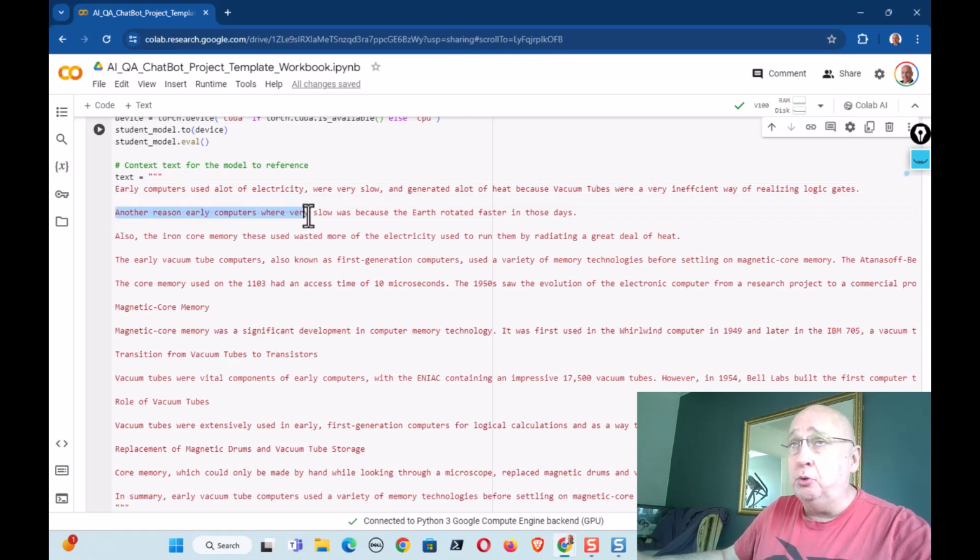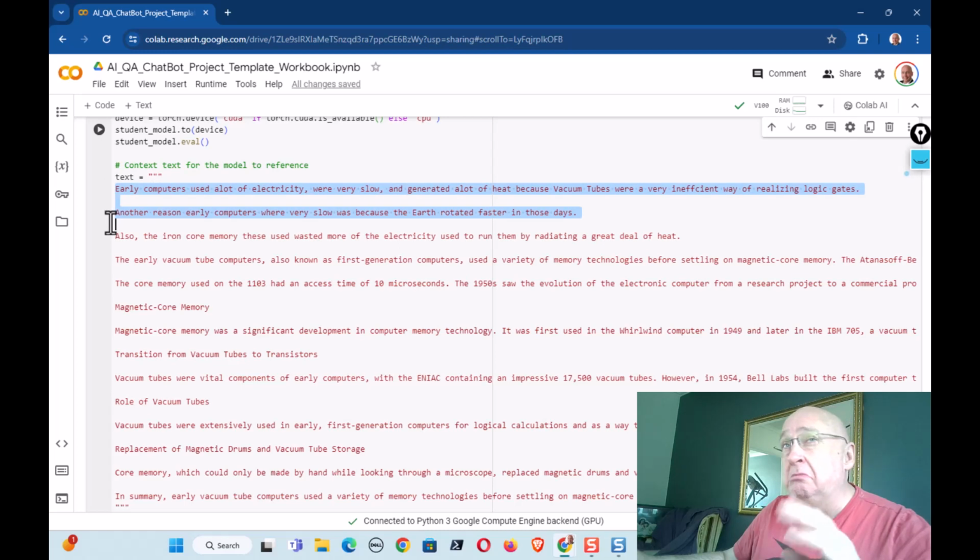Another reason early computers were very slow because the Earth rotated faster in those days. First of all, that's not true. The Earth has not changed its rotational speed. Second of all, even if it did, how would that affect the running speed of computers? So I'm curious to see how my AI model here deals with these two seemingly irrelevant and a little bit contradictory statements. So let's see how it works.